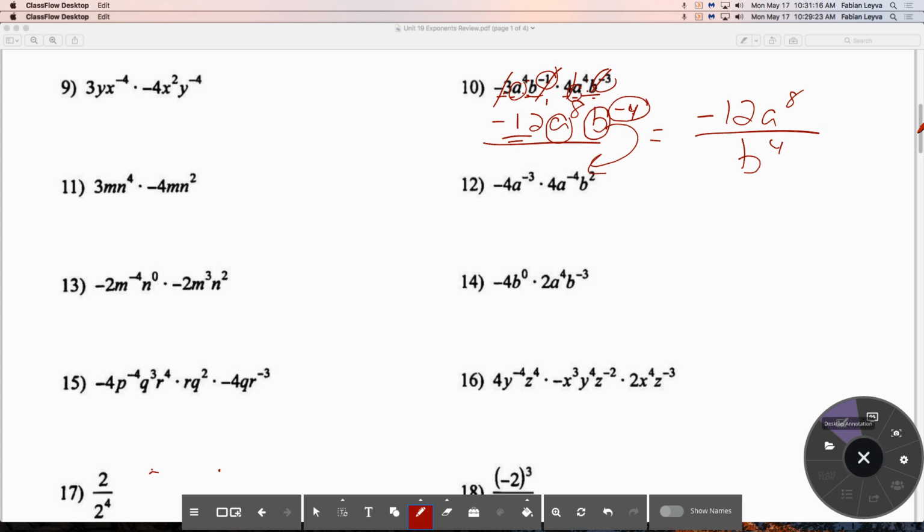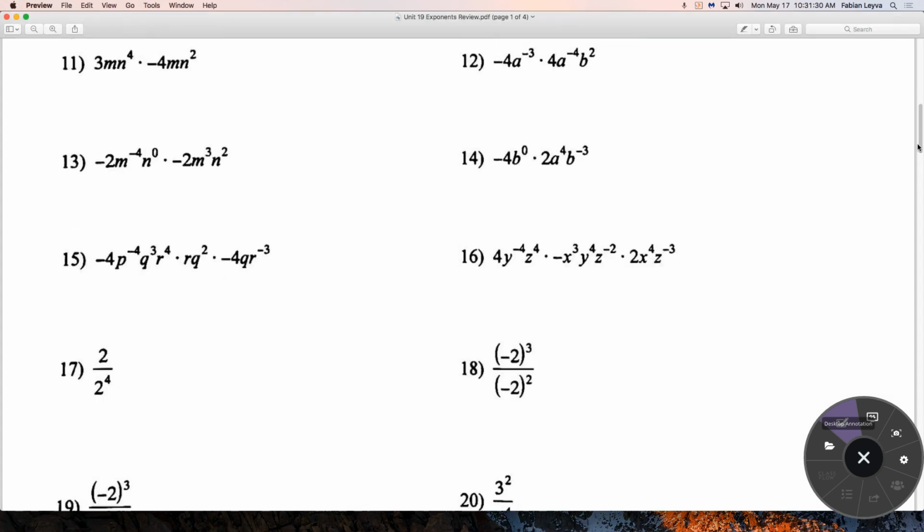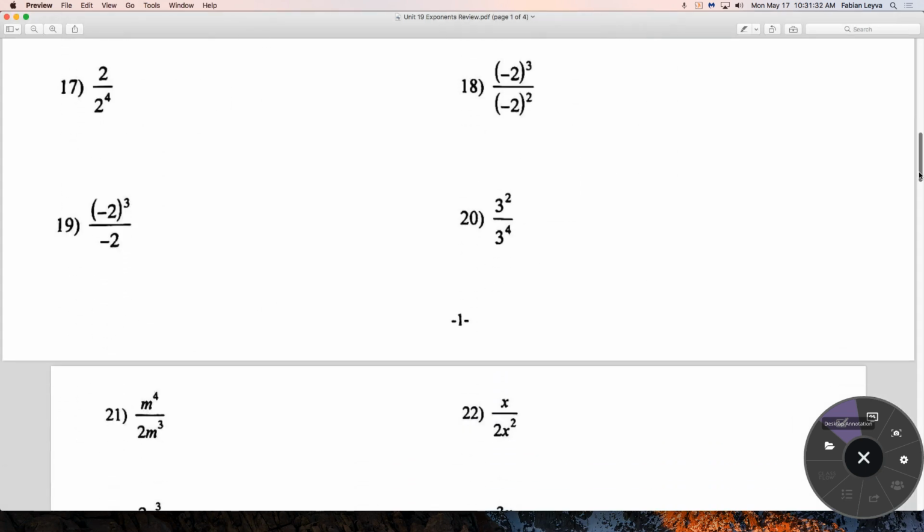Keep in mind again that I have a game plan going in. No matter what I'm given, I'm going to simplify the constants first. And then if I am multiplying, I'm going to use the product property. And then I'm going to deal with negatives at the very end. Now keep in mind that that changes when you are dividing negatives, which we'll get to in a second.